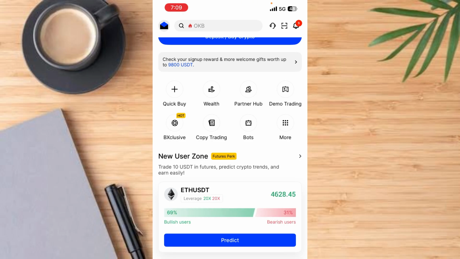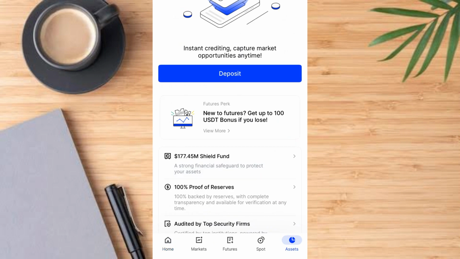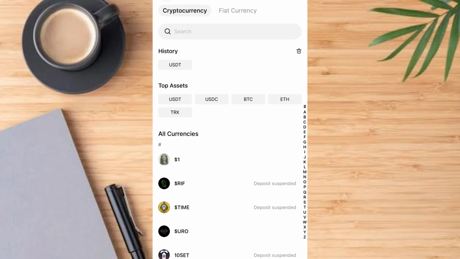Now I'm sure you've created your account on this platform. The first thing you have to do, guys, is to add USDT to this platform. Tap on the asset button. Now tap on the deposit button. From here, tap on deposit crypto. Now here you have the option of assets, that is XRP, top assets and others. Tap on USDT from the options you see on the screen, or tap on the search bar, search for USDT, and tap on it.